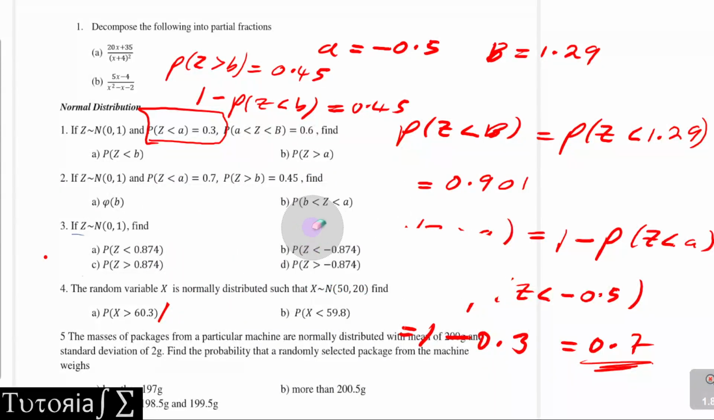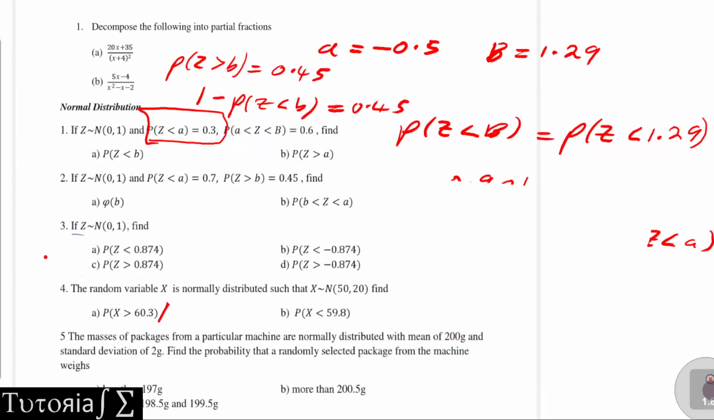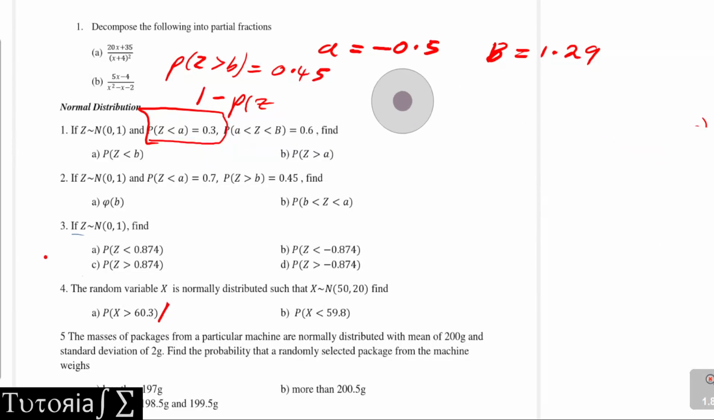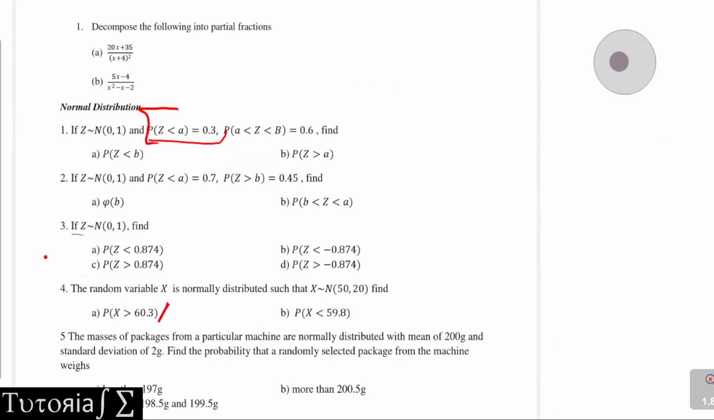Then you can replace your A and B in there and find the probability of Z being in between there, which we've also discussed on how you can work that out. I hope you can remember all that. Then here, these are straightforward values. We have the values now.